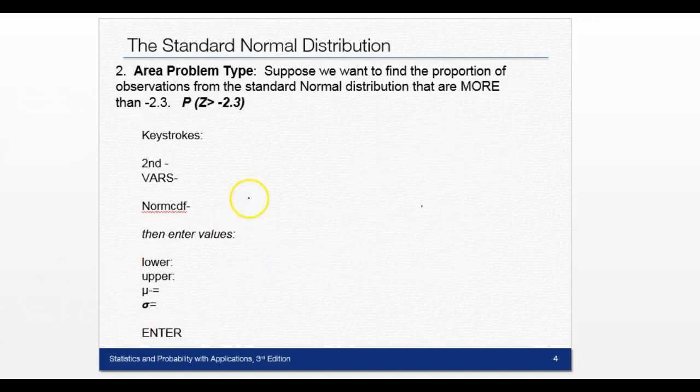Number 2 is an area problem as well. Suppose we want to find the proportion of observations from the standard normal distribution that are more than -2.3. That means our z-score is -2.3, and we want everything greater than that. So think about your normal curve, draw it out. Here's 0. -2.3 means I go to the left: 1, 2, and then here's my landmark spot. Negative 2.3 is right here.